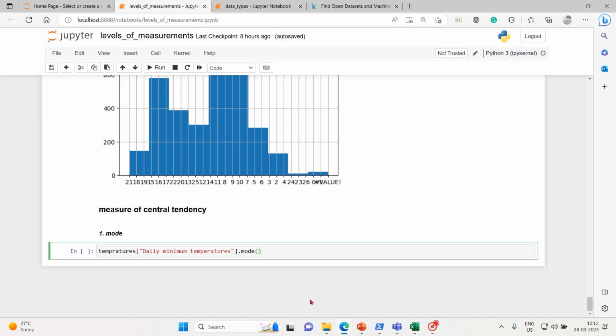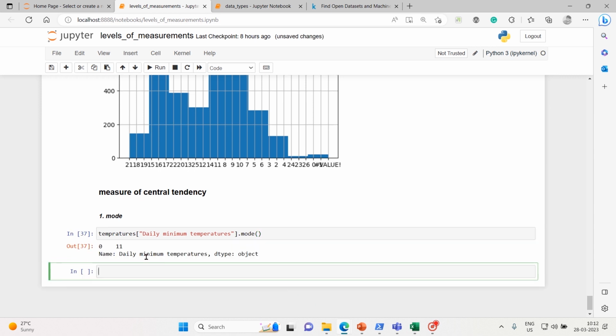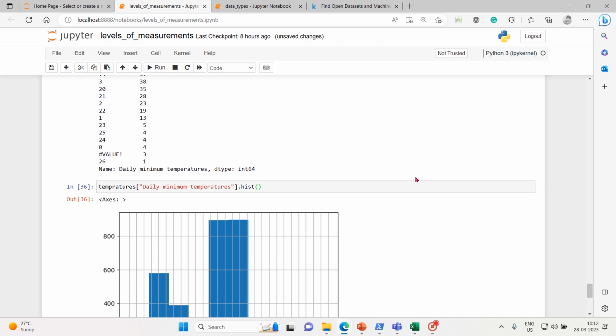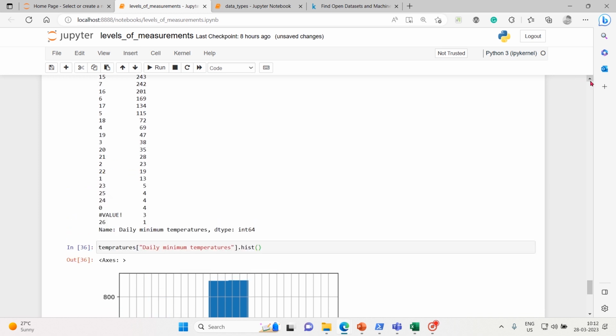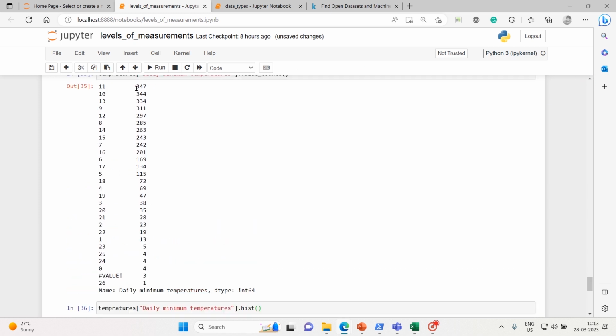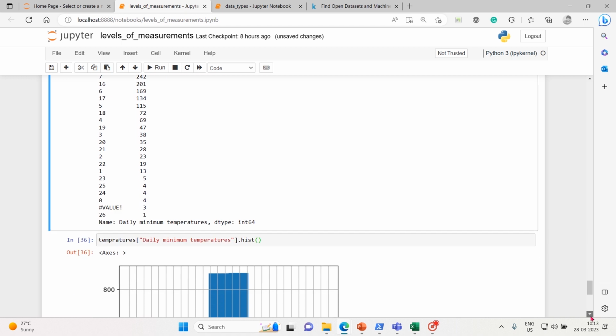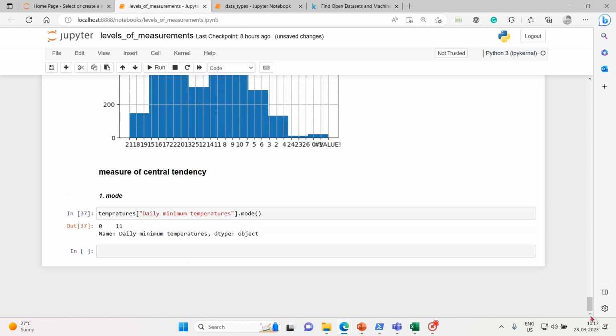But here I'm directly calling this method specific to a series, so I'm going to get the mode of this series. The mode will give you a temperature which has been recorded heavily, recorded the highest number of times. So 11 degrees Celsius was recorded in 347 days. So the mode of this data is 11 degrees Celsius.